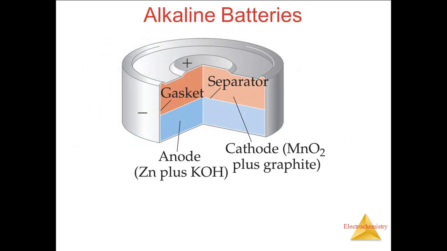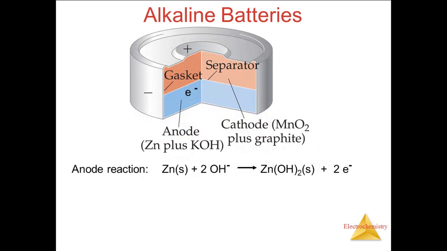One way to deal with the last problem is to use an alkaline cell, which essentially does the same reaction, but in a basic environment. The cathode is MnO2 and graphite, and the anode is zinc and KOH. This battery contains a separator that keeps the two half cells apart.